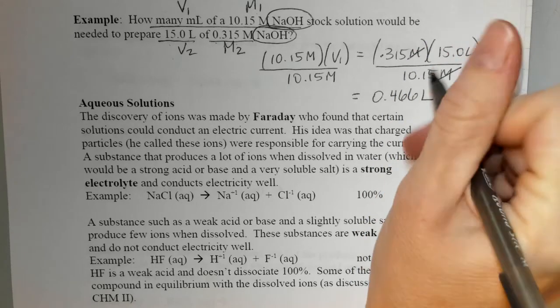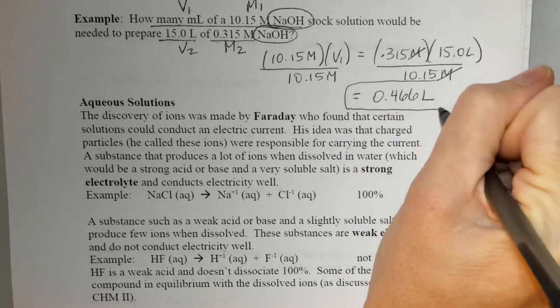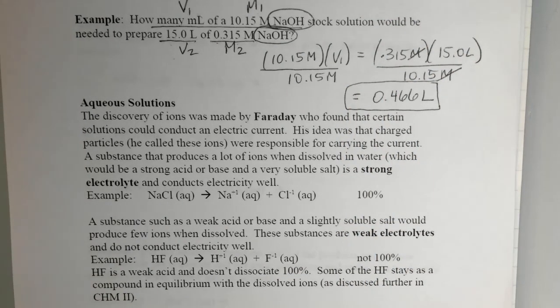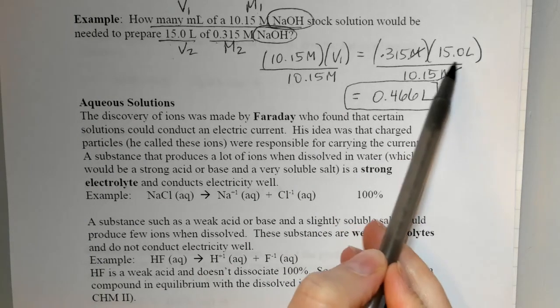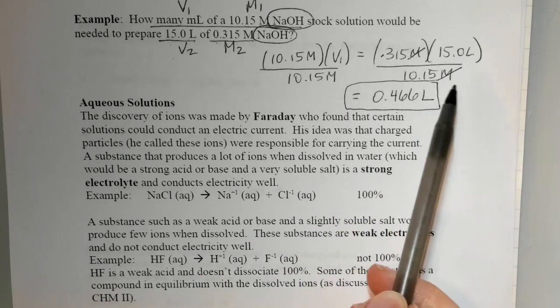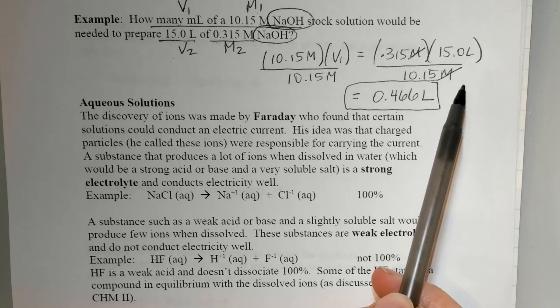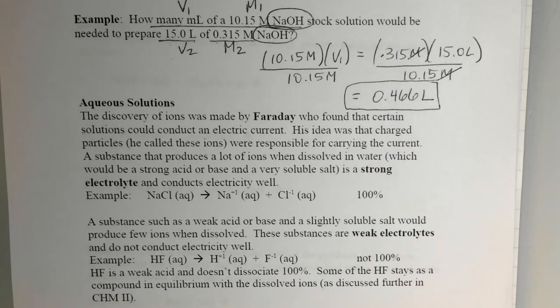0.466 liters. So about half a liter of that stock solution. If I dilute it down to 15 liters total, so I'm adding basically 14.5 liters of water, I'll get my concentration down to 0.315. All right, that is a good place for me to stop for this first video.